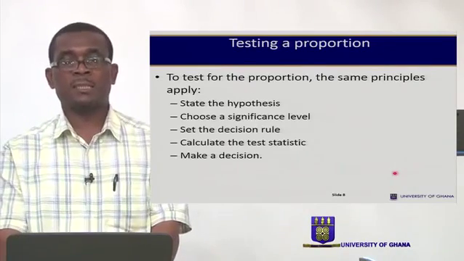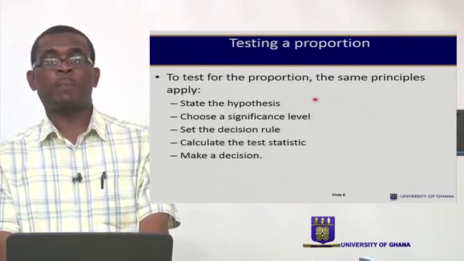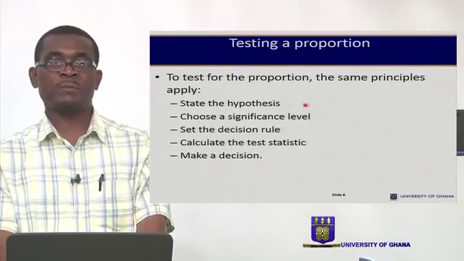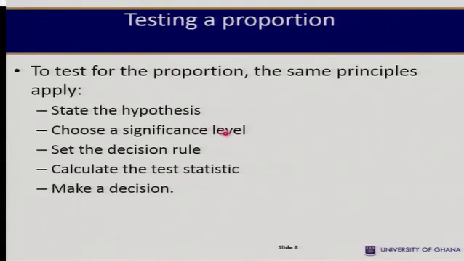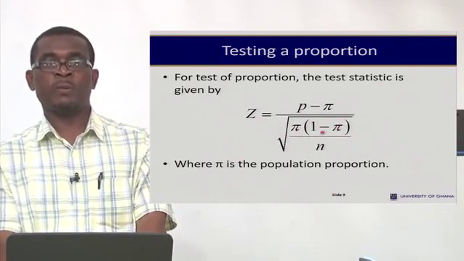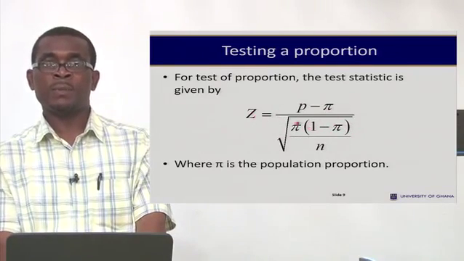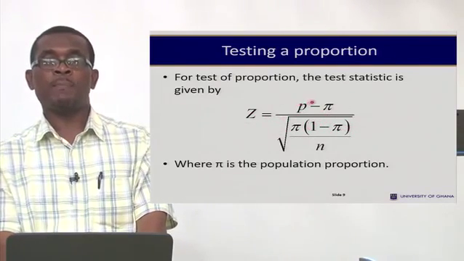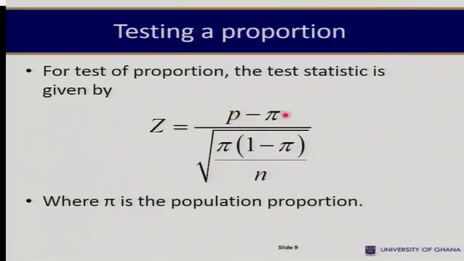Now, to test for the proportion, we apply the same 5 steps. You state the hypothesis, choose the significance level, set the decision rule, calculate the test statistic, and make a decision. The test statistic for the proportion, you are familiar with it. You calculate the Z as follows, where P is the sample proportion, pi is the population proportion, and N is the sample size.